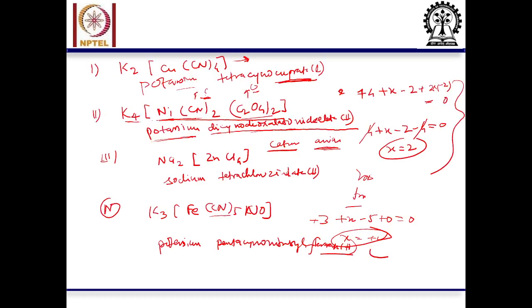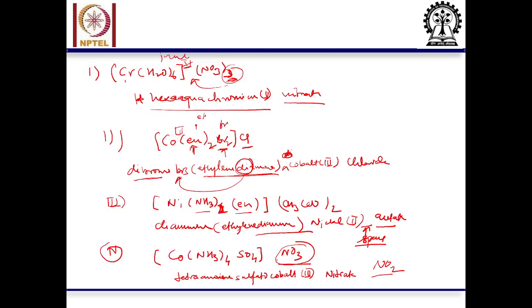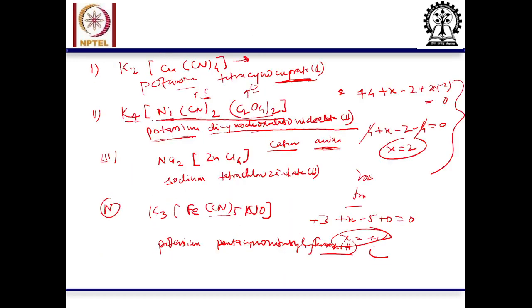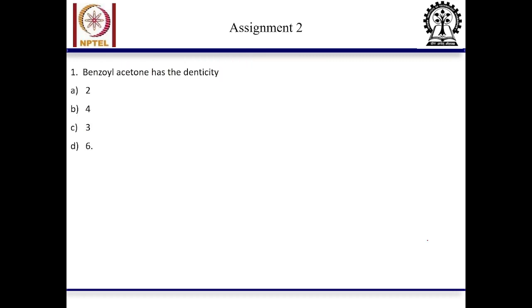Okay, so I think now this is enough for the naming. So one more rule is there. Once we have both, your cation is also a coordination sphere and the anion is also a coordination sphere, that I have one problem there. I will tell the rule and all those things. Then I will just see whether you people are prepared. So, benzoyl acetone has denticity. Can anyone just write in the chat box?